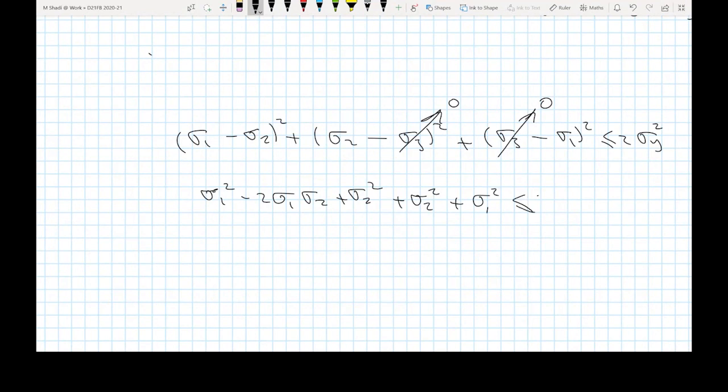And this should be smaller than 2 sigma y squared. And this is sigma 1 squared, sigma 1 squared, sigma 2 squared added to sigma 2 squared. So basically, this is 2 sigma 1 squared added to 2 sigma 2 squared, subtracted by 2 sigma 1 sigma 2, should be smaller than 2 sigma y squared.